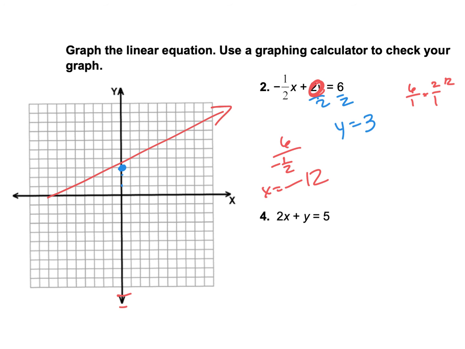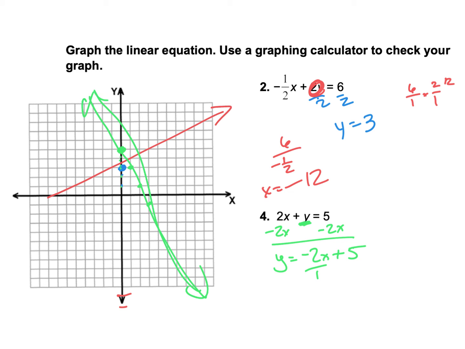On number 4, because y is already by itself, I'm going to change it to slope-intercept form. I'm going to subtract 2x. Y equals -2x plus 5. So that one I could do 1, 2, 3, 4. There's my y-intercept. -2 over 1. So I'm going to go down 2 to the right 1, down 2 to the right 1. And I would be able to draw my line. Whoa, really bad line. Sorry about that.